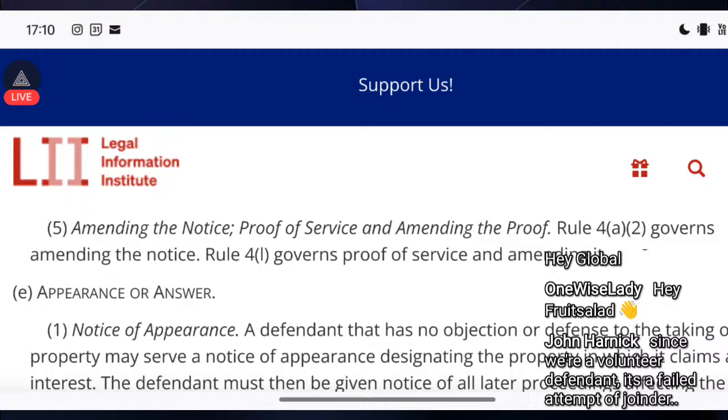Amending the notice. Proof of service and amending the proof. Rule 4(a)(2) governs amending the notice. Rule 4(l) governs proof of service and amending it.